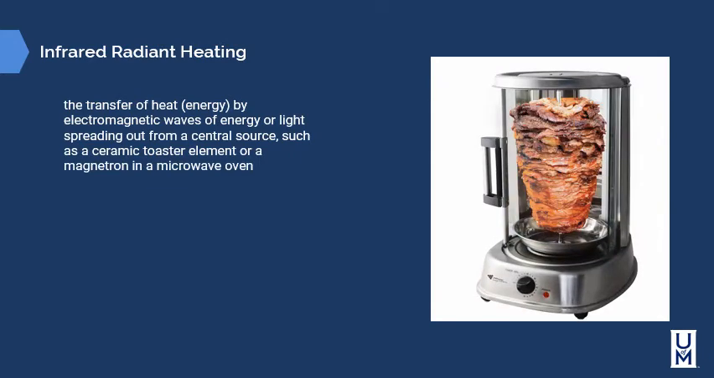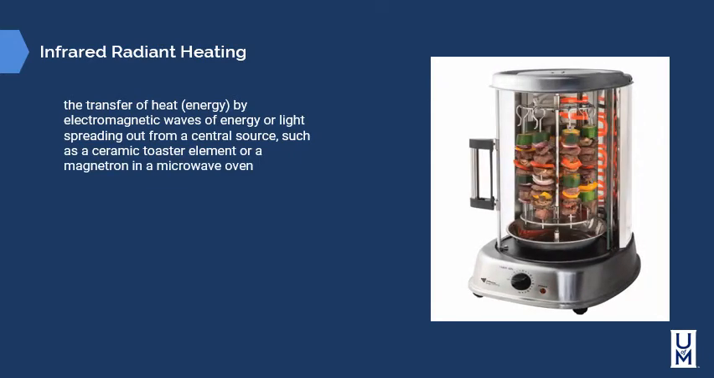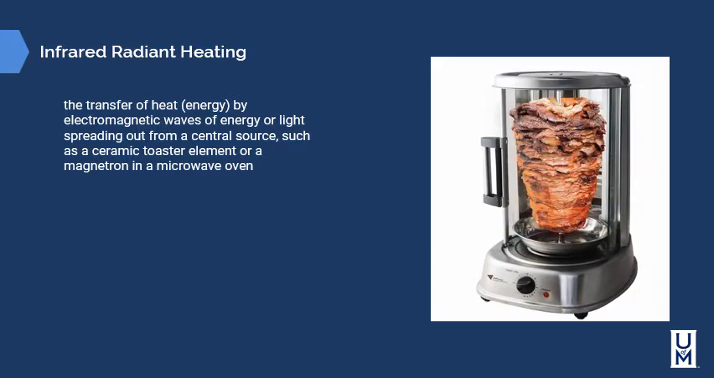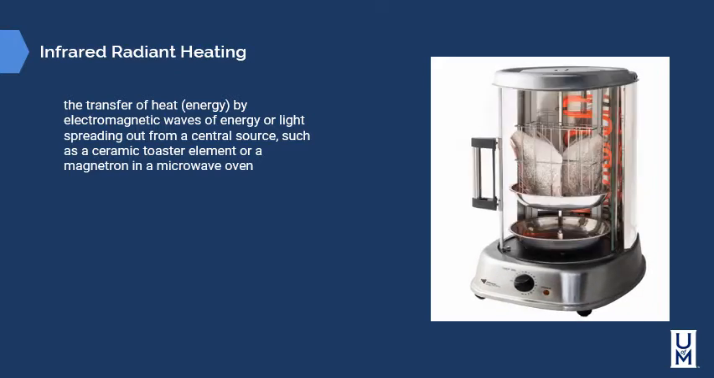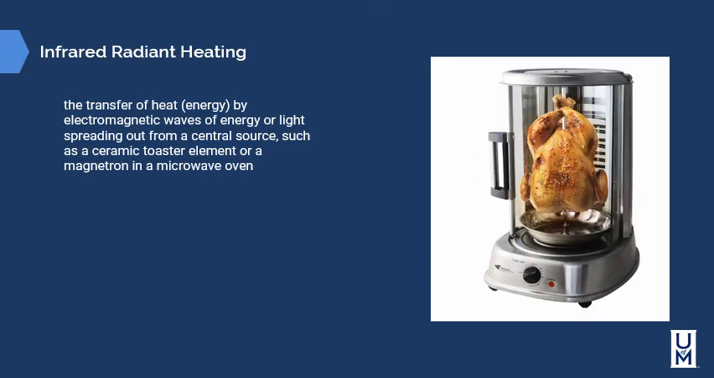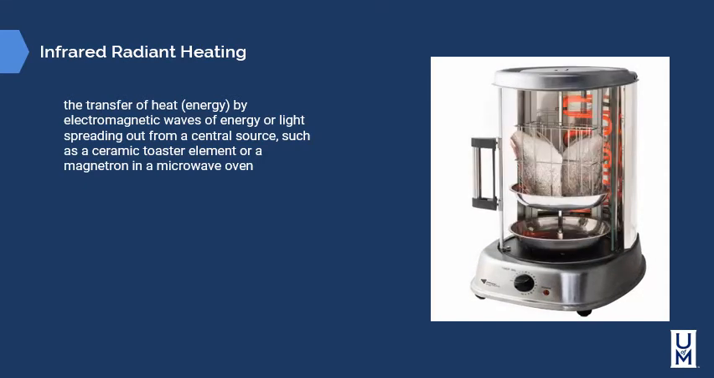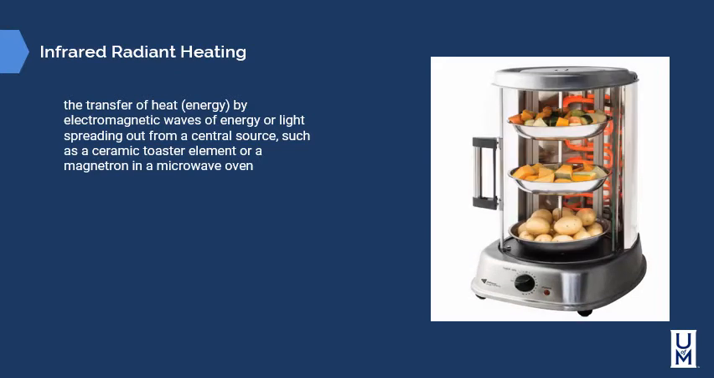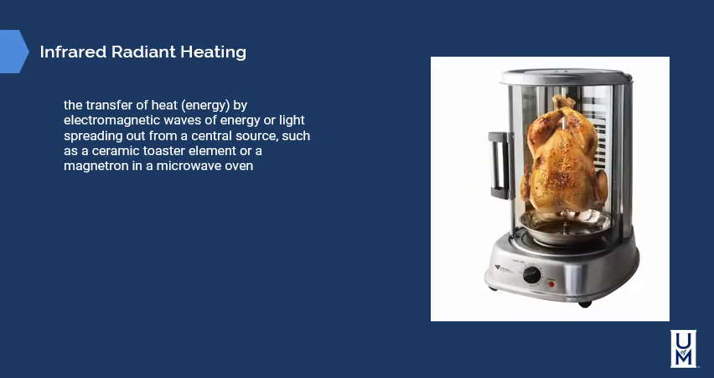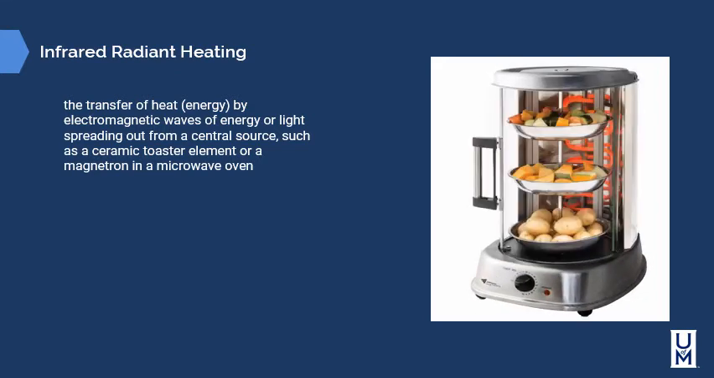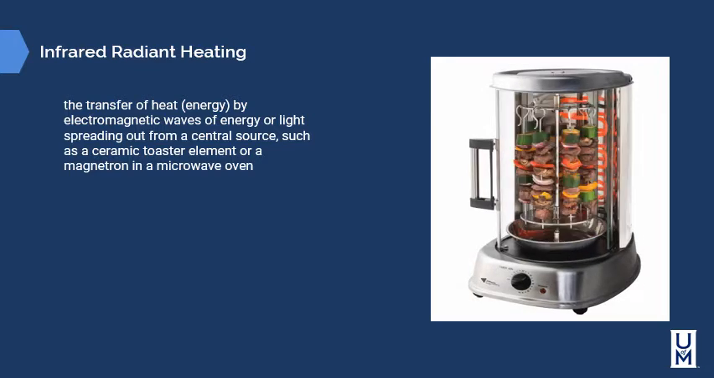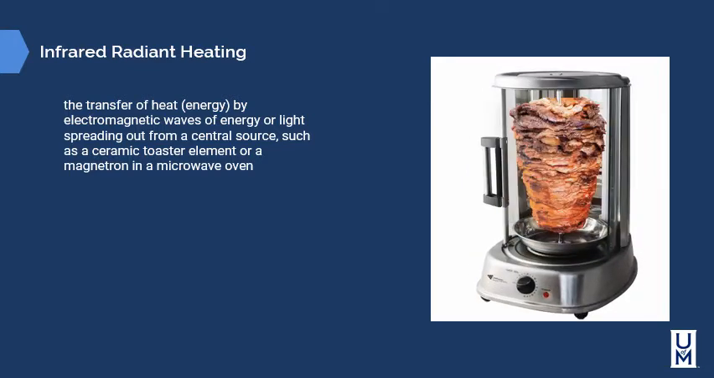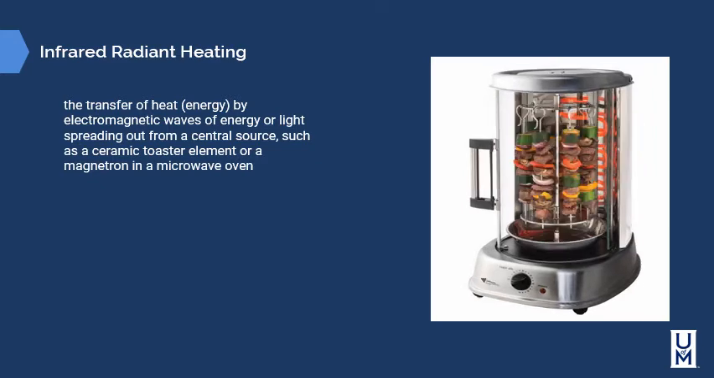Infrared radiant heating is the transfer of heat energy by electromagnetic waves of energy or light spreading out from a central point, such as a ceramic toaster element or a magnetron in a microwave oven. Unlike conduction and convection, radiation does not require physical contact between the heat source and the food being cooked. Instead, energy is transferred by electromagnetic waves of energy or light striking the food.